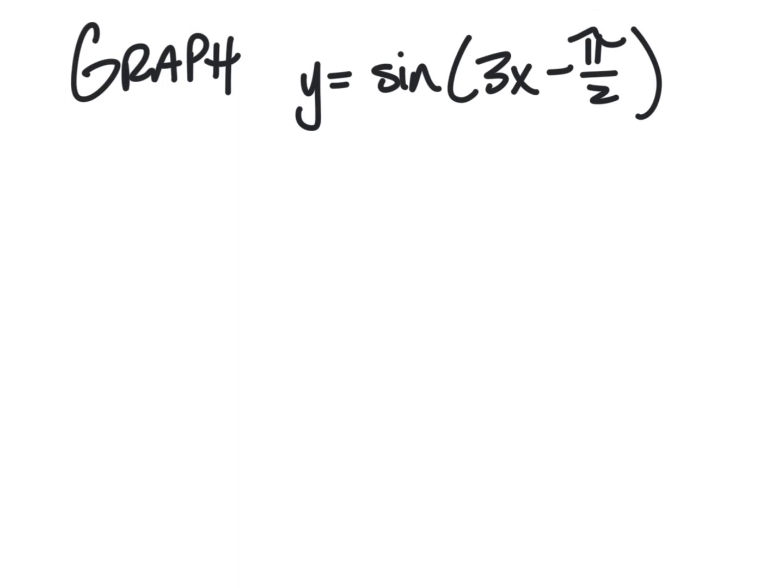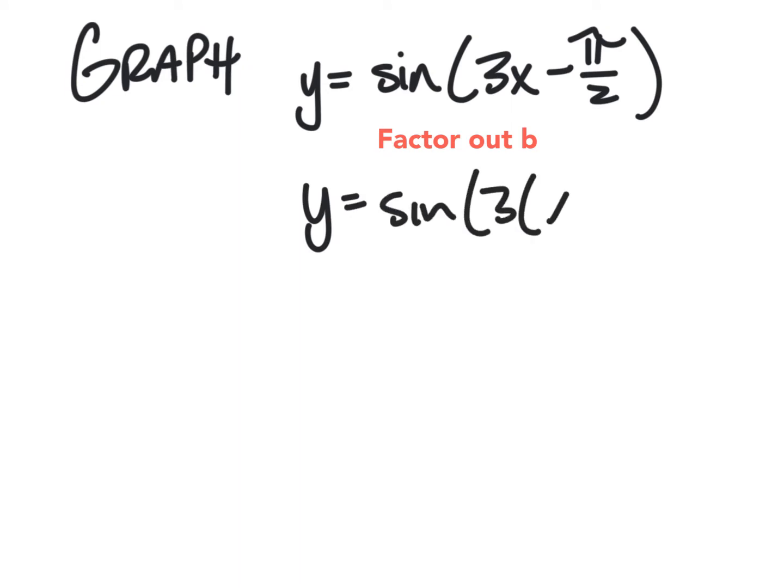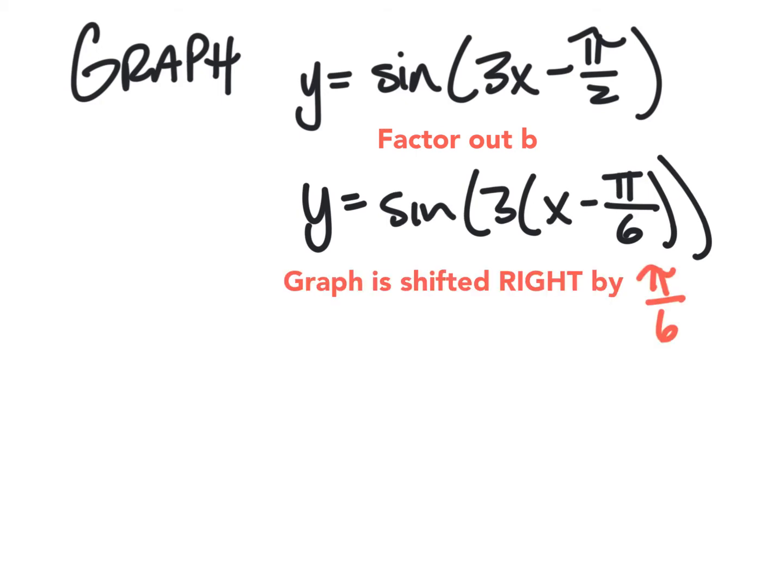So the very first thing I want to do is factor out b. Remember, factoring out is just dividing through by that number. So now we have y equals sine of 3 times x minus pi over 6, because pi over 2 divided by 3 is pi over 6. This means that the graph is shifted to the right by pi over 6.